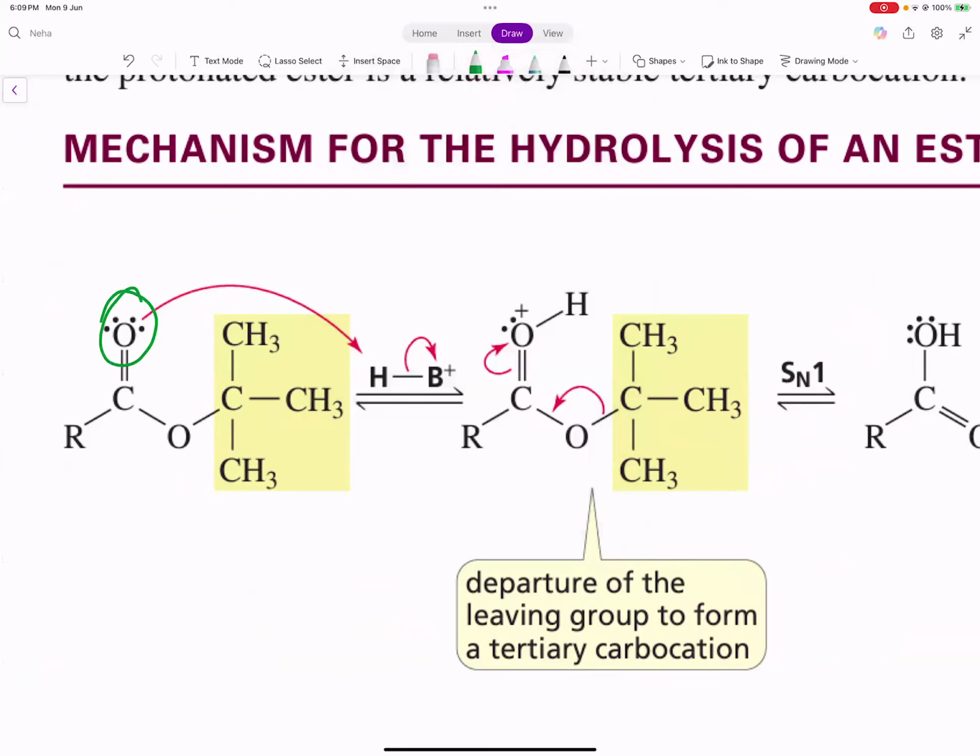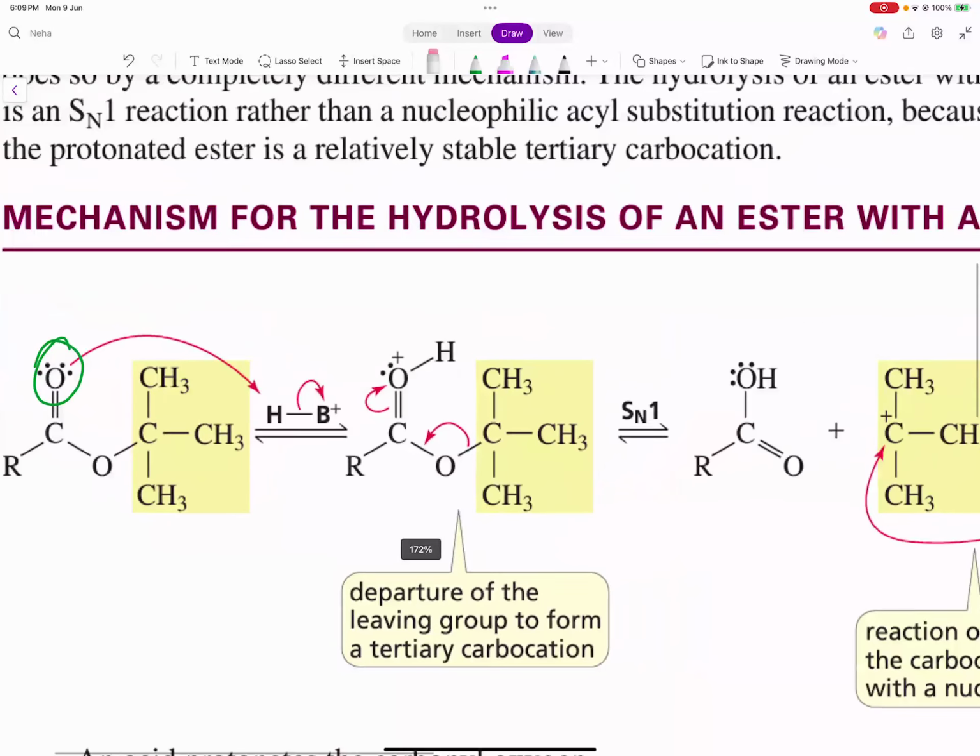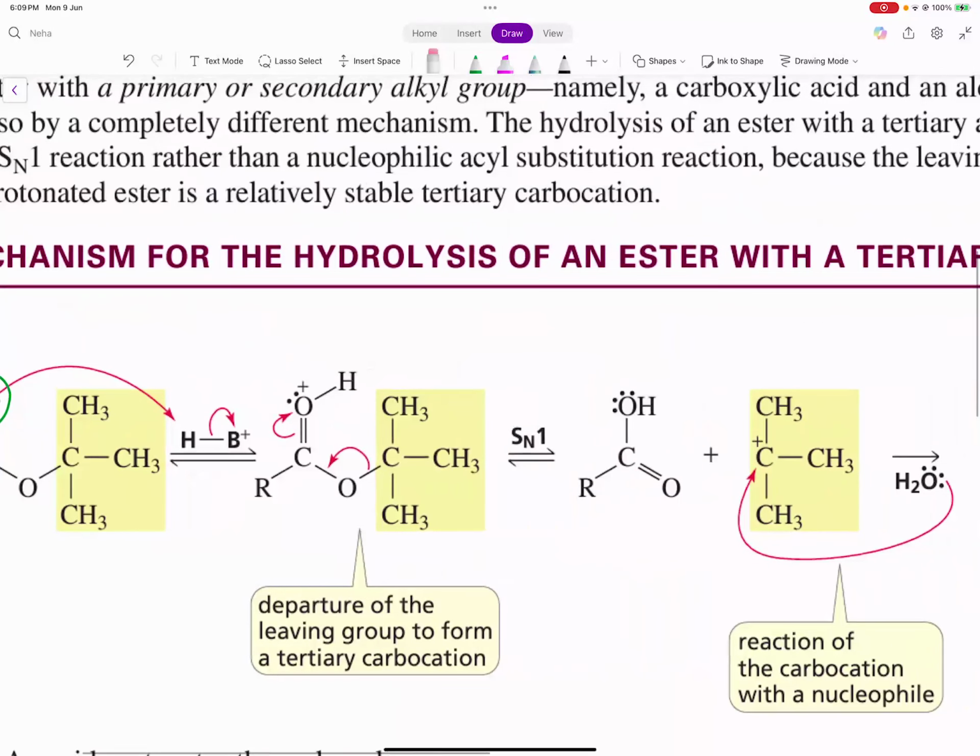But now what is happening? Instead of the usual attack, this group is going like this. Why? SN1. You can see that this is acting as a leaving group, and an SN1 mechanism is taking place. Why? Because it can generate a tertiary carbocation. Hydrolysis has taken place in a very nice fashion.